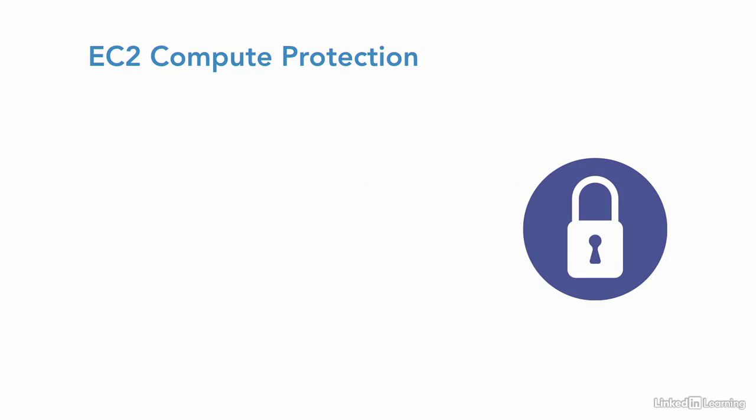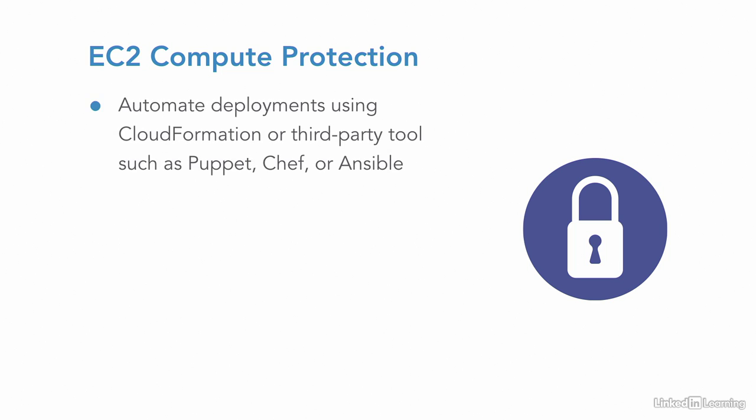To further protect my compute resources, I should consider automating the deployments. Automating a deployment of an EC2 instance ensures that it's built exactly the same way every time. They have a very handy service called CloudFormation, which allows you to set up a script to build infrastructure. And it could be compute instances, it could be the networking and compute, it could be a variety of infrastructure components. You could also use a third-party tool such as Puppet, Chef, or Ansible to do much the same thing.